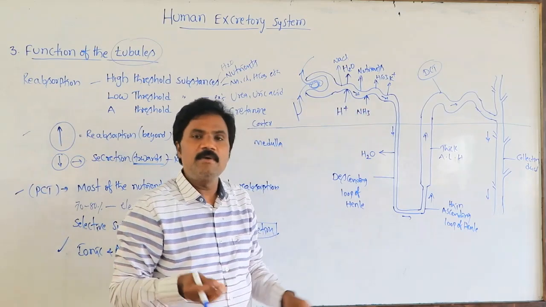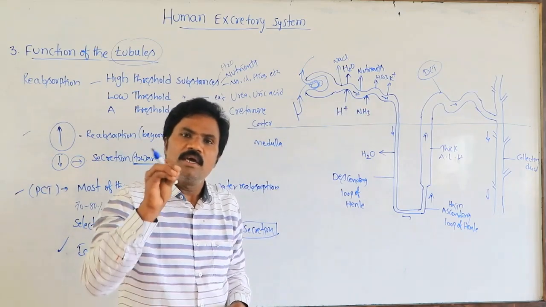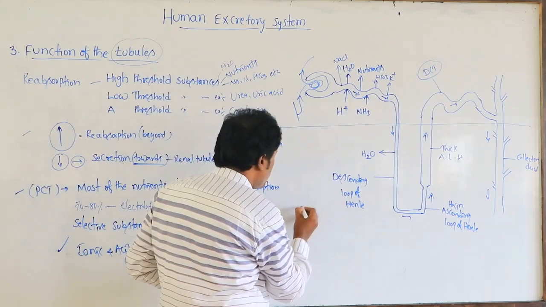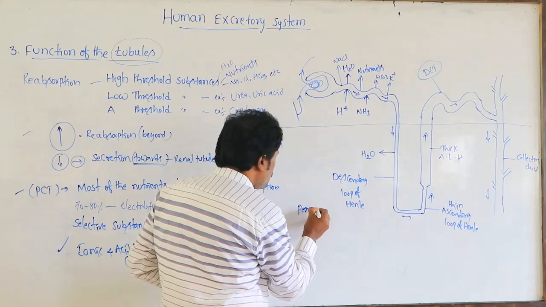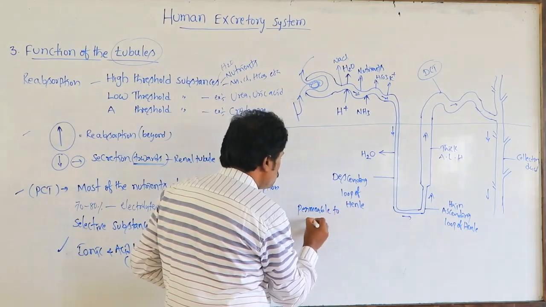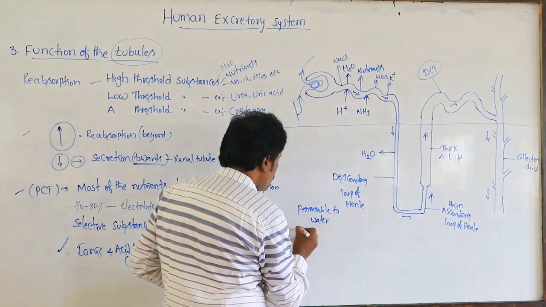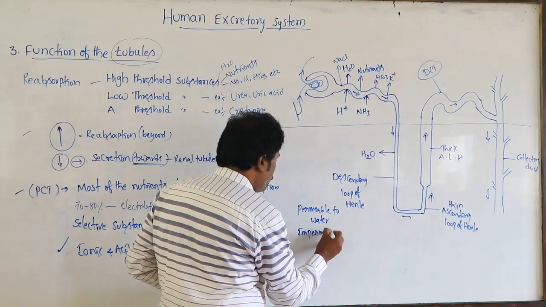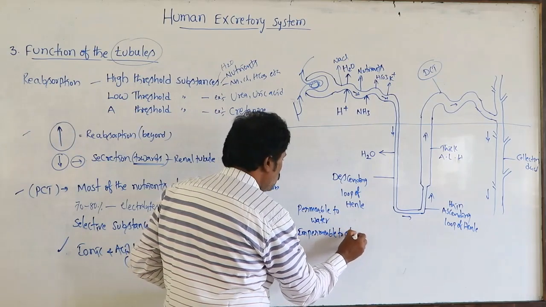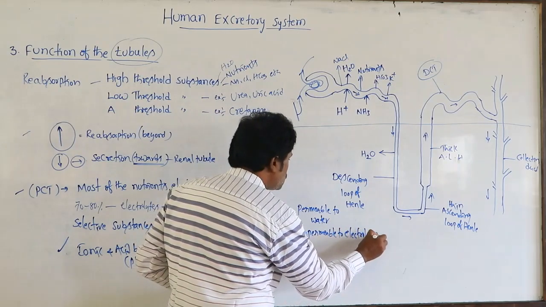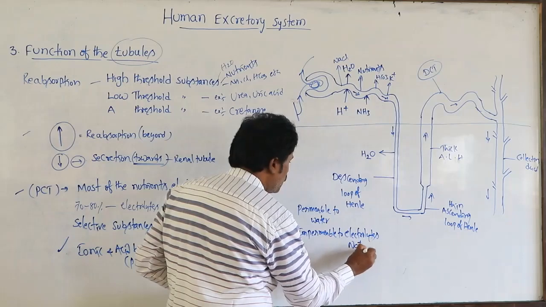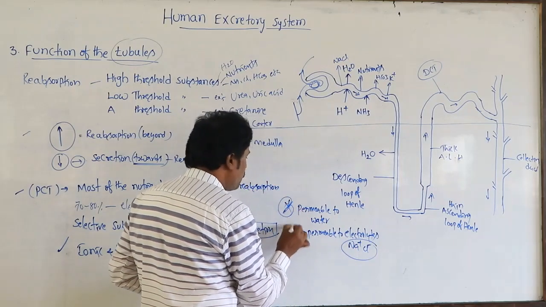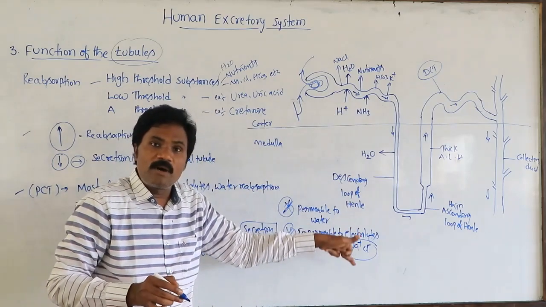Descending loop of Henle: permeable to water, impermeable to electrolytes. Here, you write this, it is very important. This is permeable to water, whereas impermeable to electrolytes. Electrolytes in that sense, either Na+, Cl-, such types. These two points are very, very important in the descending loop of Henle.